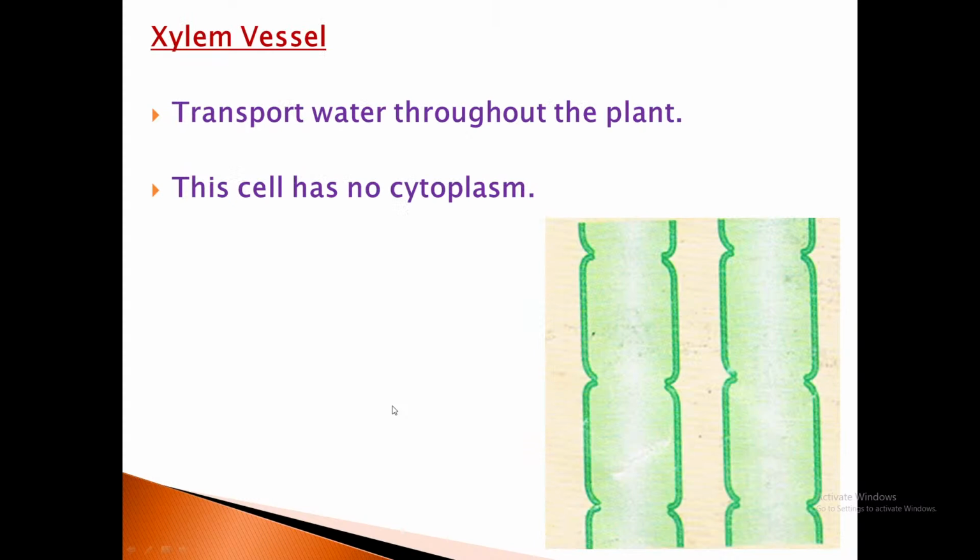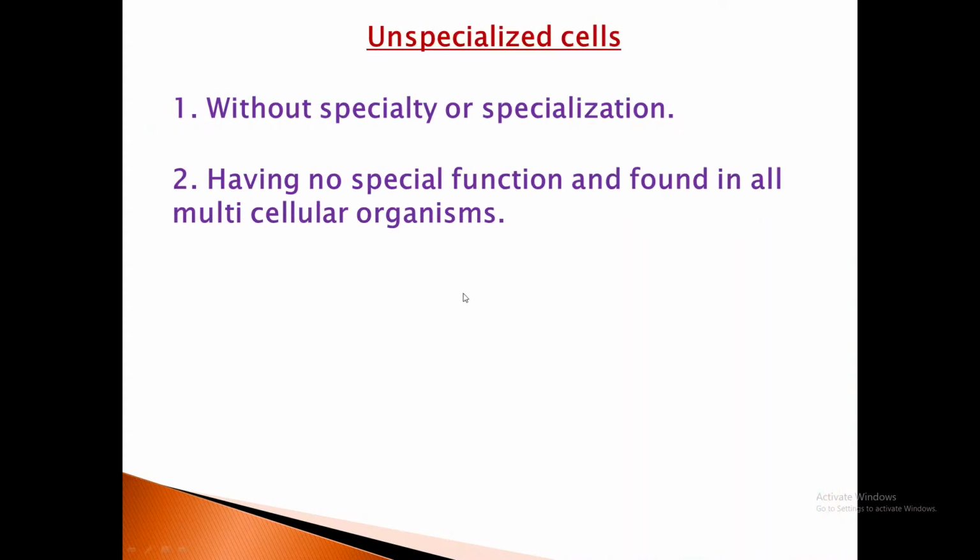Alright, moving on in terms of type of cell in plant, we have the xylem vessel and transport water through the plant. So this is the part of your plant that this cell is specialized for transporting water. That's its main function. And this cell has no cytoplasm, so there is no cytoplasm for this cell.